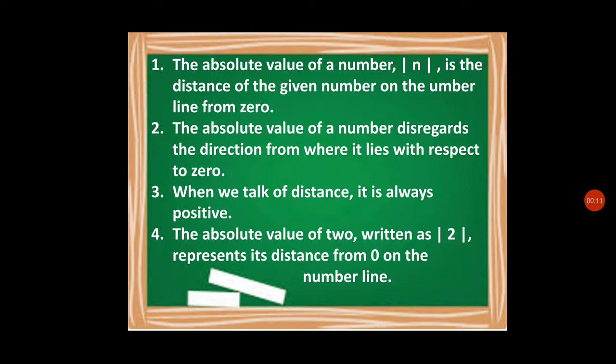The absolute value of a number, written like that, is the distance of the given number on the number line from 0. The absolute value of a number disregards the direction from where it lies with respect to 0. So when we talk about distance, it is always positive. The absolute value of 2, written as shown, represents its distance from 0 on the number line. Meaning to say, when we are talking about absolute value, everything is positive, so there is no negative when it comes to absolute value.